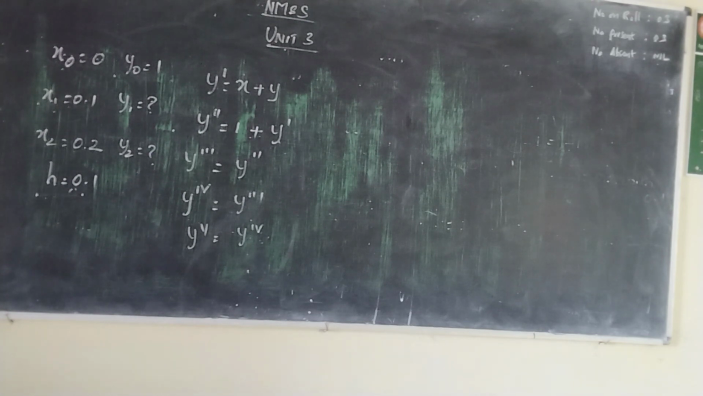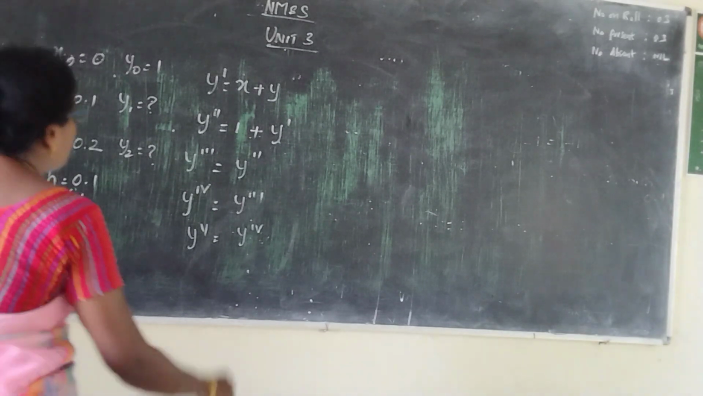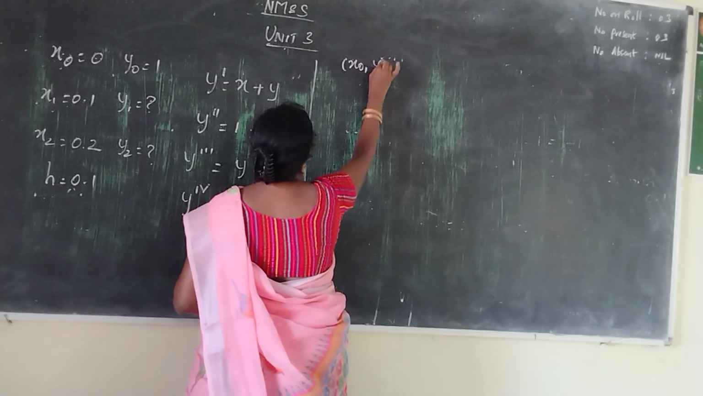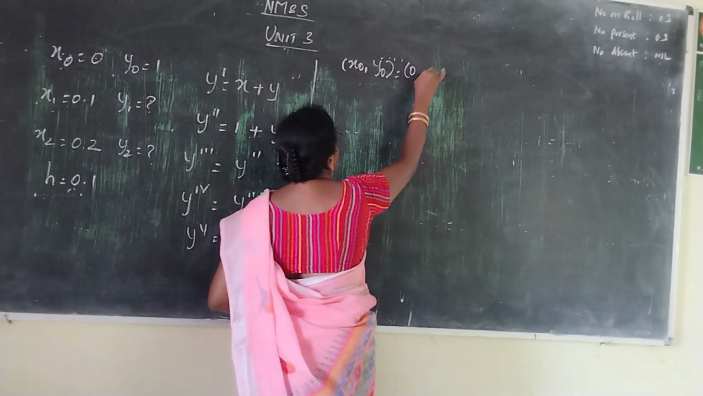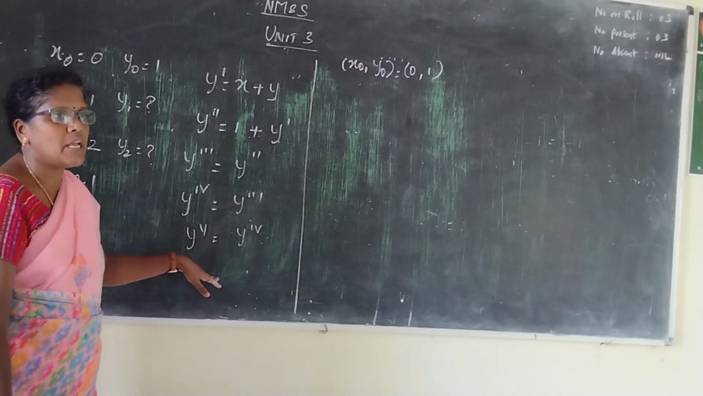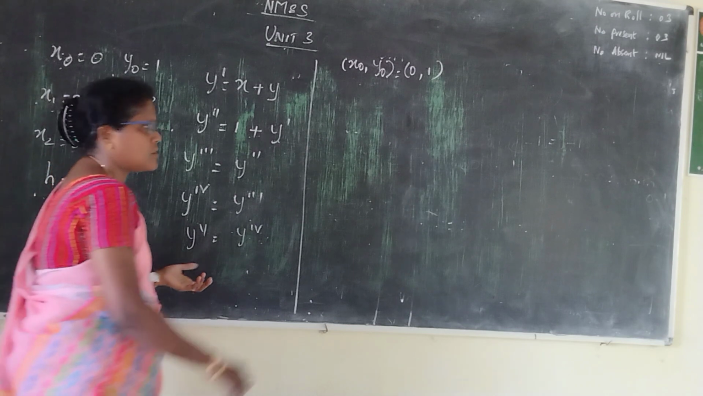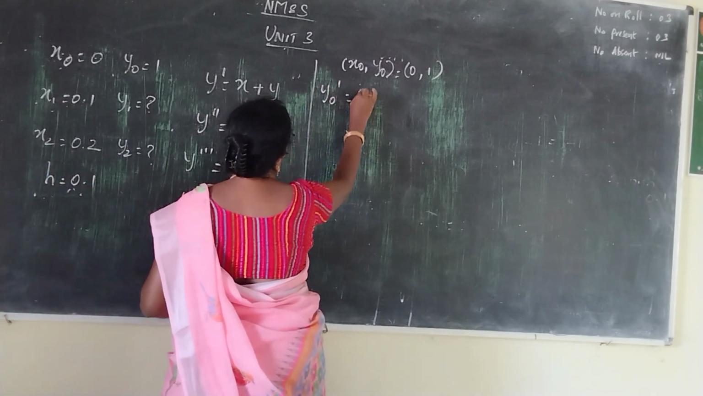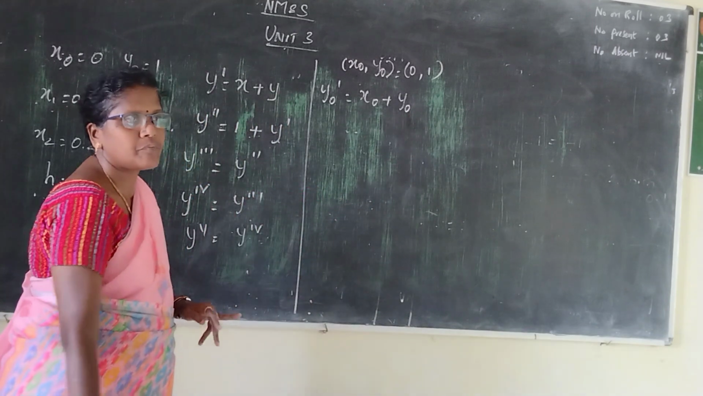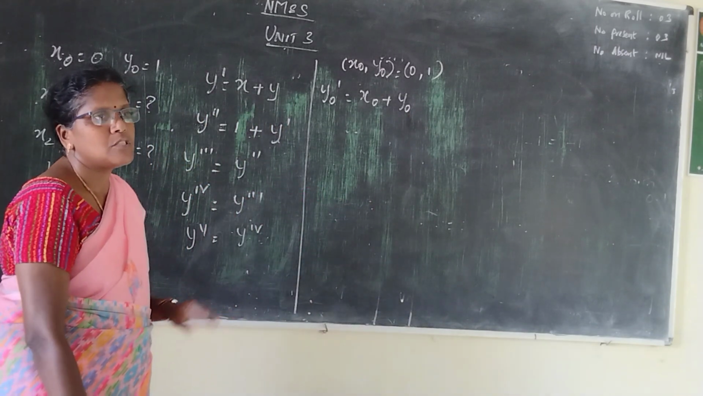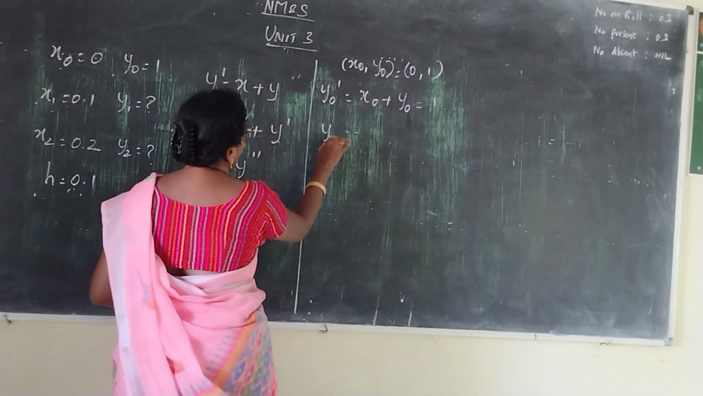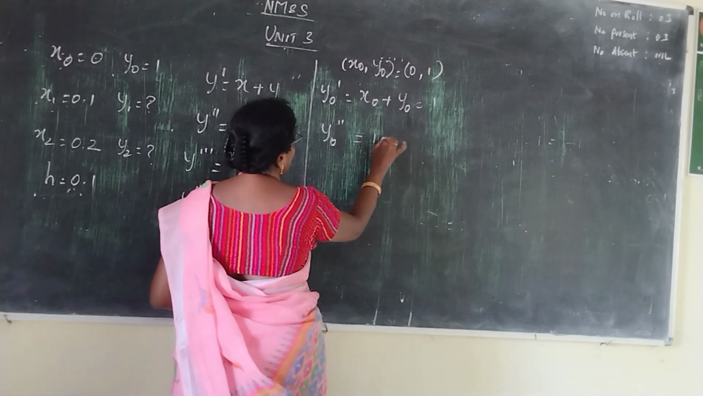What will be the second column? You have to find the derivatives at the point x naught and y naught. So for this problem, x naught is 0 and y naught is 1. In your first column, replace all x and y with x naught and y naught. So y naught dash equal to x naught plus y naught. What is the answer? 0 plus 1, 1. Next, y naught double dash will be equal to 1 plus y naught.